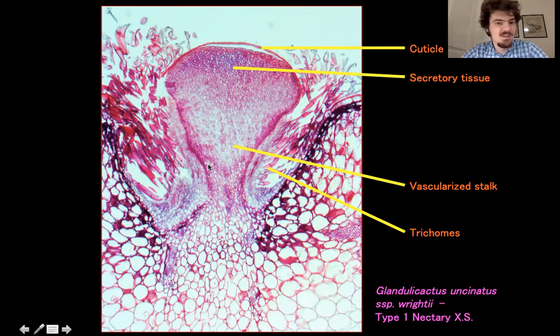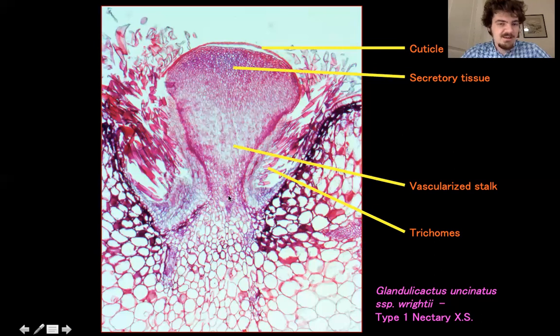They are divided into 3 main parts. The first is the cuticle, which I mentioned previously. You can see it's intact in this specific nectary. The next is this head made of secretory tissue, these tightly packed cells with dense cytoplasm, which produce the nectar itself. And then finally, we have a vascularized stalk. You can see a little bit of vascular tissue. We'll be able to see it better in the next slide. And then the vascularized stalk is covered in trichomes. So these are the three main parts.